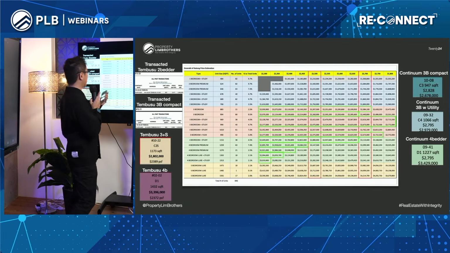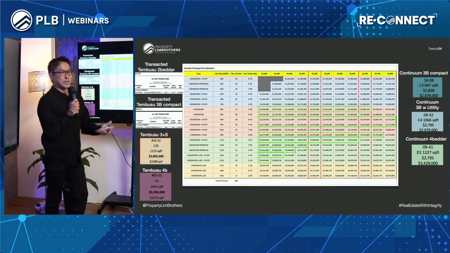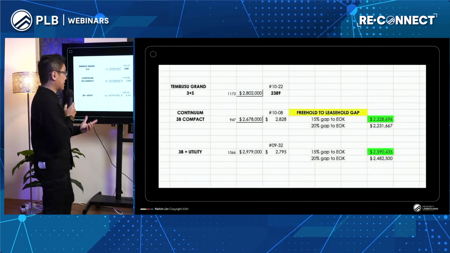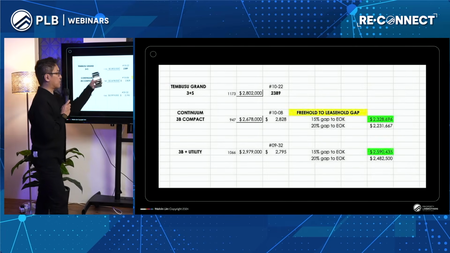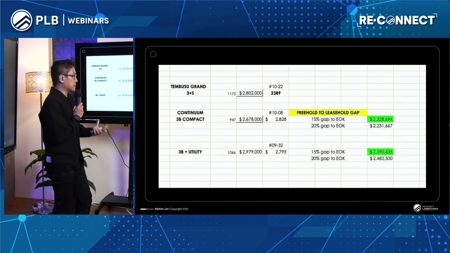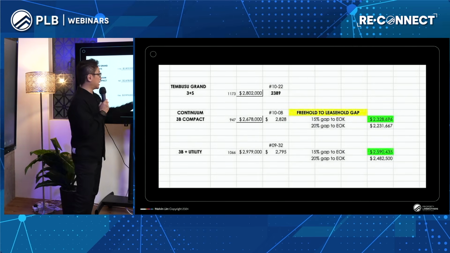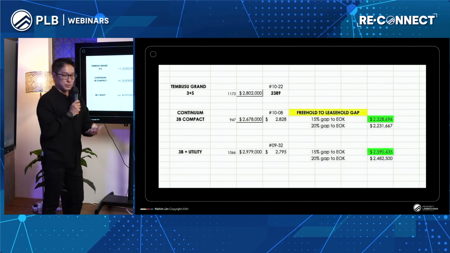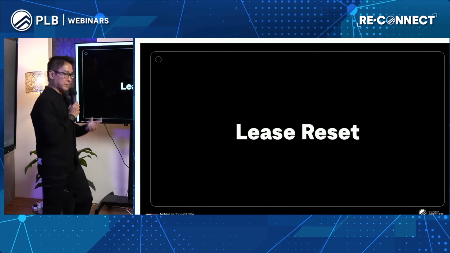And of course, you can look at this. These are some detailed charts that we have to help our clients plan for better entry pricing as well. And this is a calculation that we have, the freehold to leasehold price gap. What is the comparison in terms of the price gap for EOK versus Continuum, and also Grand Tembusu? So these are very important.